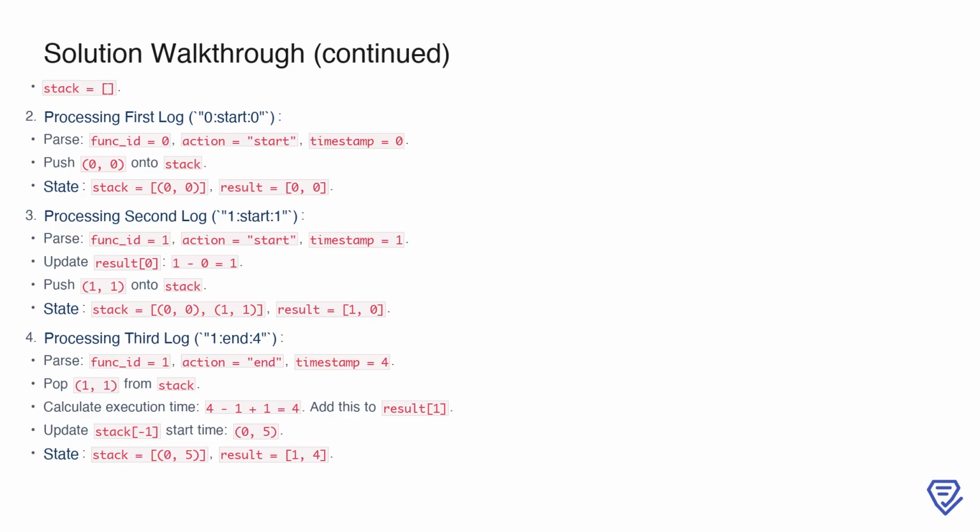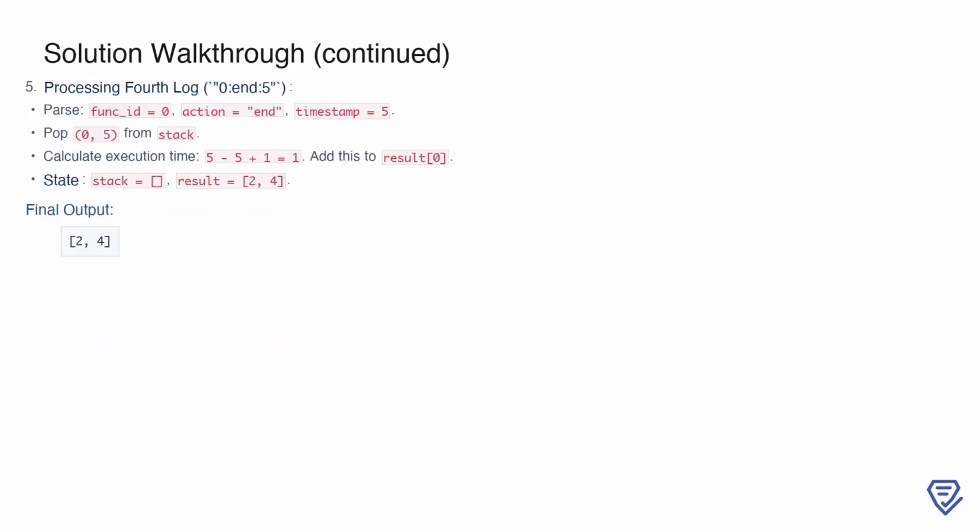Finally, we process the fourth log, which marks the end of function 0 at timestamp 5. Parsing the log, we pop [0, 5] from the stack. The execution time for function 0 is calculated as 5 - 5 + 1 equals 1, and we add this to result[0]. With this update, result becomes [2, 4]. The stack is now empty, and we've processed all logs for this example. The final output is [2, 4], which illustrates how overlapping function calls are handled, with each function's exclusive time calculated correctly based on its start and end timestamps.